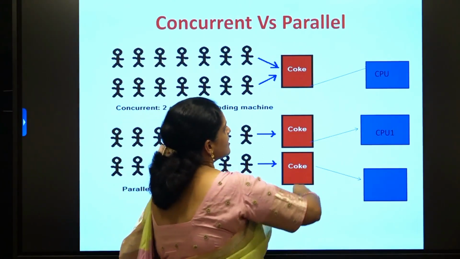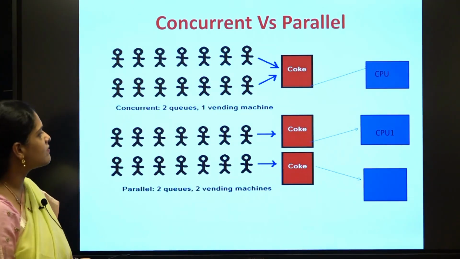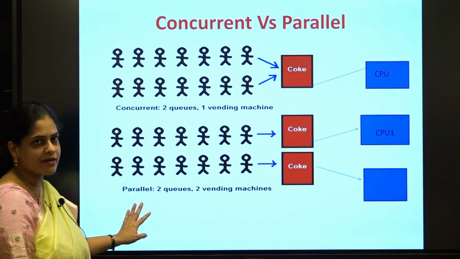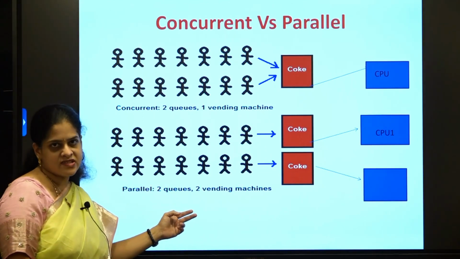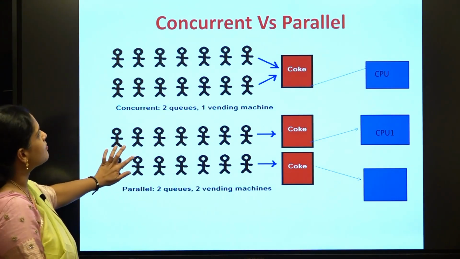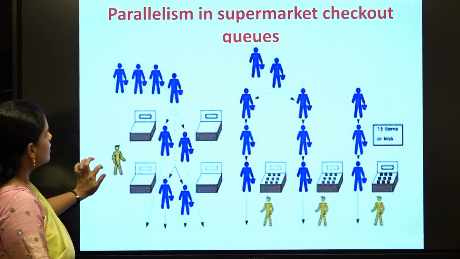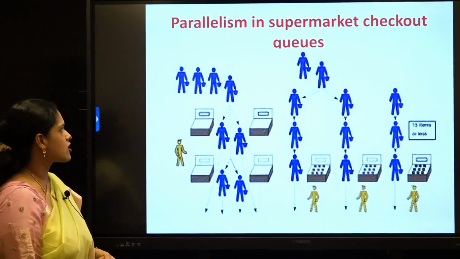In the case of concurrent processing, we have only one CPU, but in a parallel processing environment, we have two CPUs available which are capable of providing service to two customers at the same time. So this is the difference between concurrent processing and parallel processing. This is an example of parallelism in supermarket checkout queues.